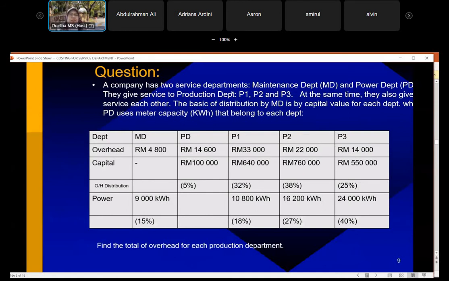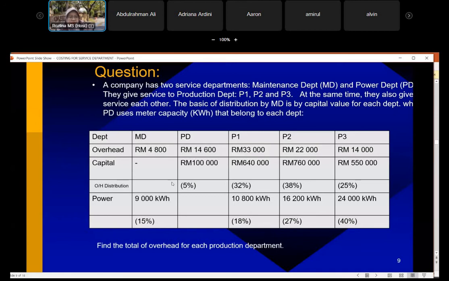Okay, a company has two service departments, maintenance department and power department. They give service to production departments P1, P2, and P3. At the same time, they also give service to each other. Meaning MD and PD have two arrows, reciprocal. Basis of distribution: MD uses capital value, and PD uses meter capacity that belongs to each department. Alright, so this is the data.